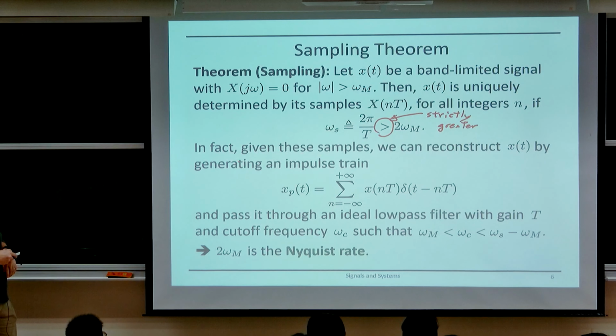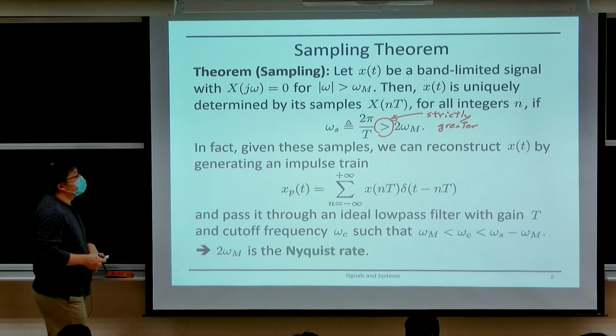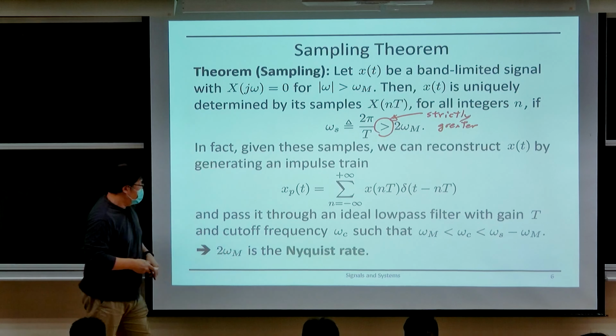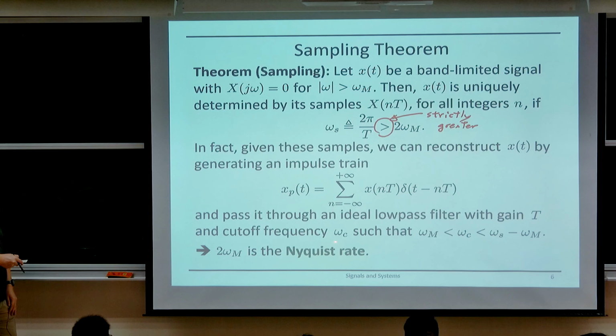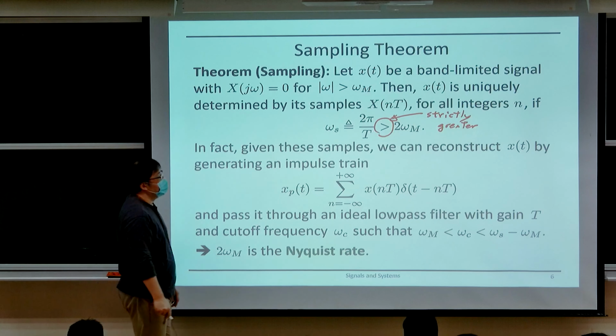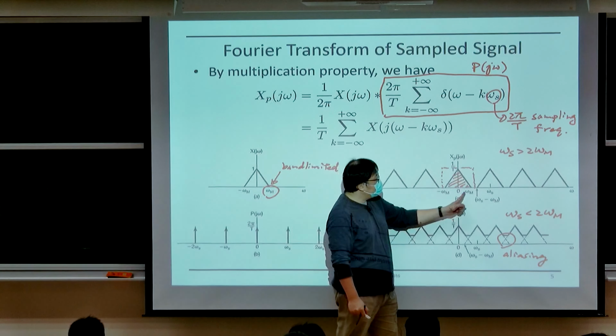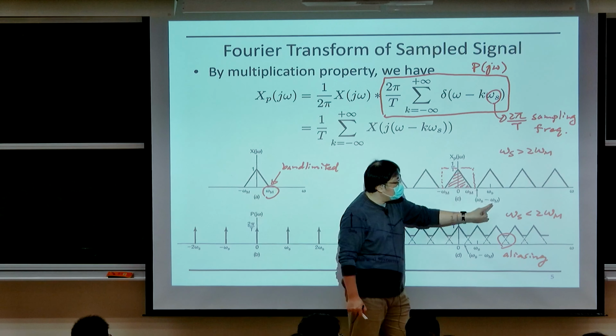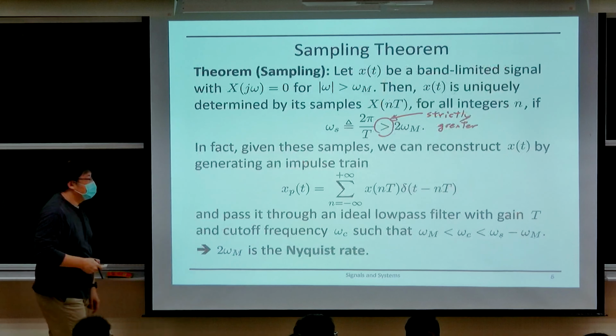Okay, so given these samples, we can reconstruct x of t by generating this impulse sampled signal x_p of t and passing it through an ideal low-pass filter with a gain capital T to compensate for this 1 over T, and a cutoff frequency omega c that can be anywhere between omega m and omega s minus omega m. So I want a cutoff frequency omega c that is somewhere between omega m and this point, which is omega s minus omega m.